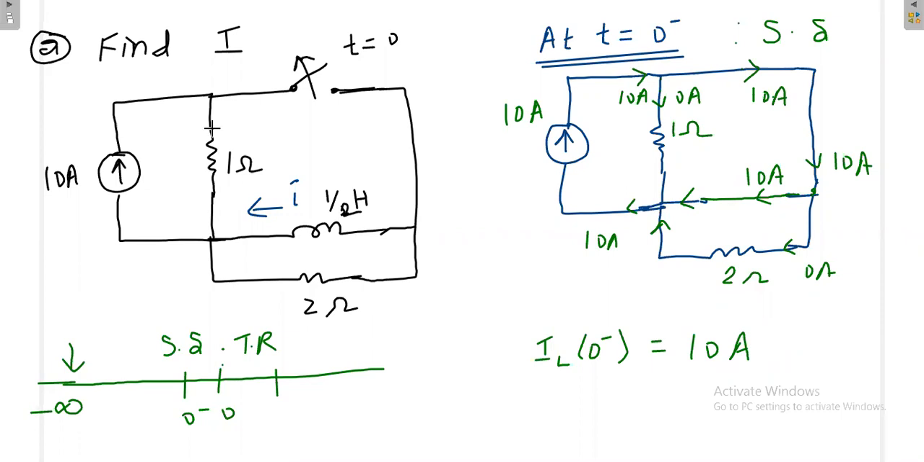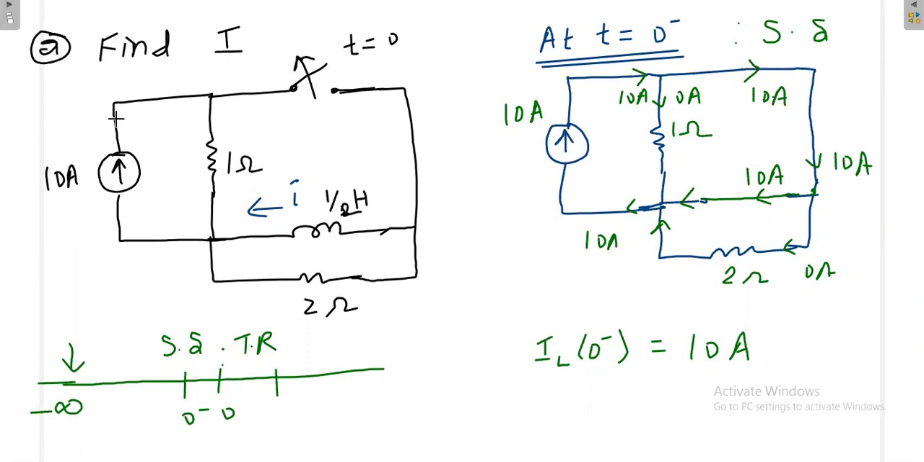Now what is going to happen? Now you are going to remove this switch. After removing this switch, it was in the closed condition, then you are going to remove the switch. After removing this switch, what will happen to the circuit? Now the interesting part comes.